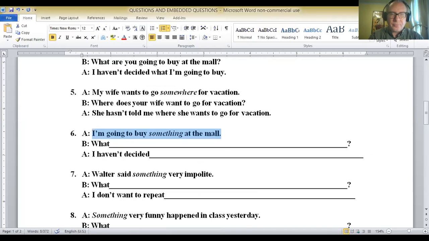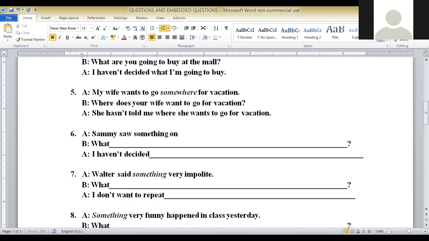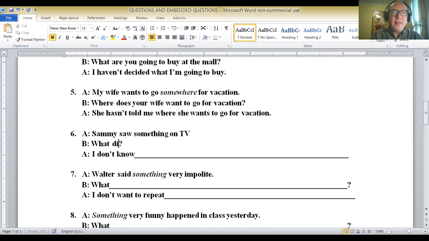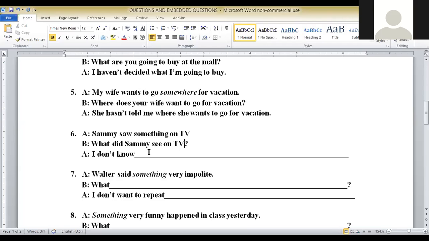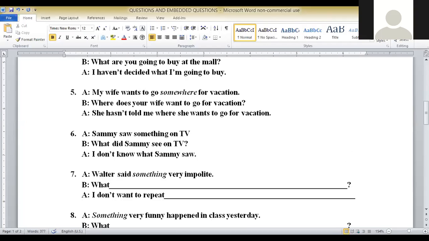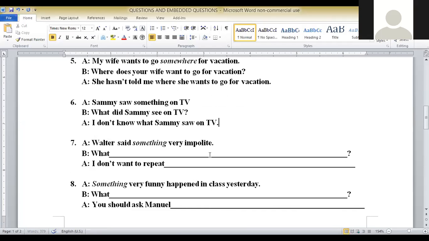Let's see. Sammy saw something on TV. What did Sammy see on TV? So our question would be, what did Sammy see? And the answer: I don't know what Sammy saw.